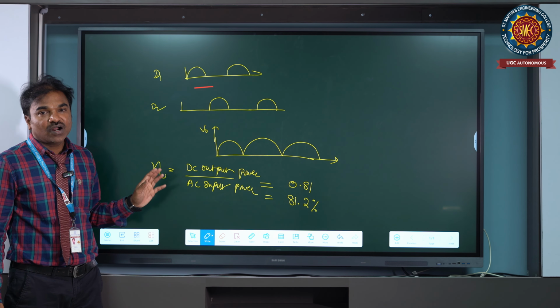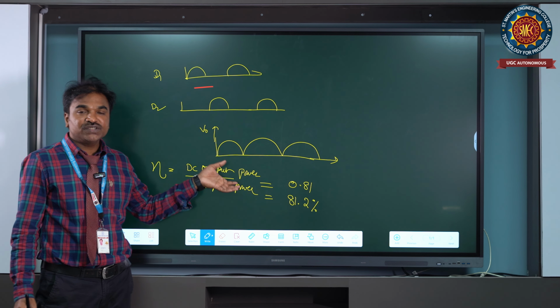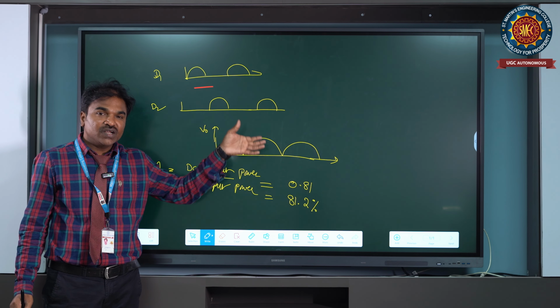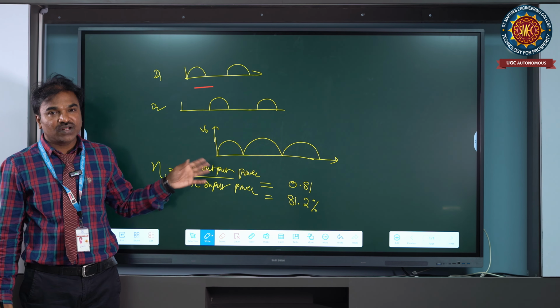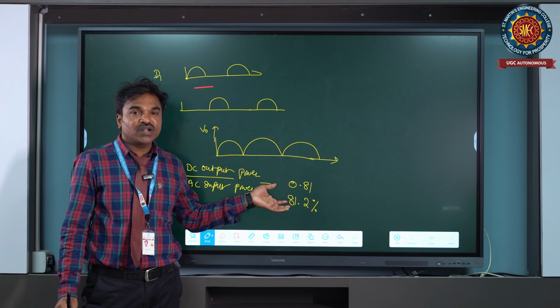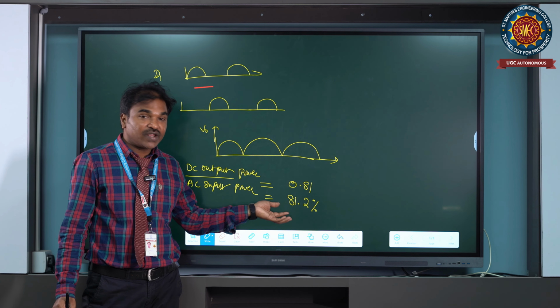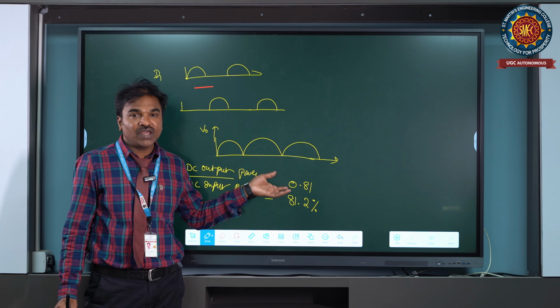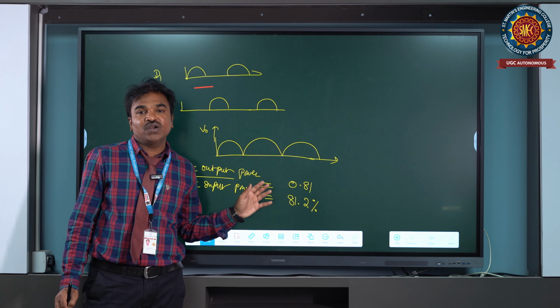How much is the efficiency of the half wave rectifier? That is only 40.6 percent of the AC input power converted into DC. But in the full wave rectifier, 81.2 percent of the AC input power is converted into DC.